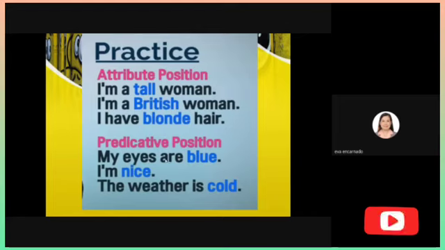When you say predicative position, may mga linking verbs. Halimbawa, my eyes are blue. O, dun yung blue, yun yung adjective mo. I am nice. The weather is cold. So, nasa predicate part siya ng sentence.